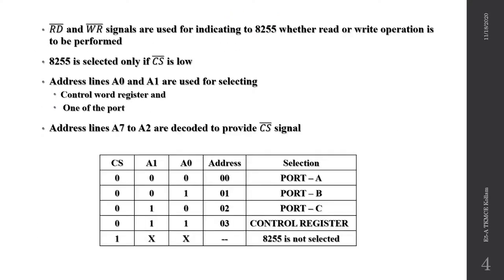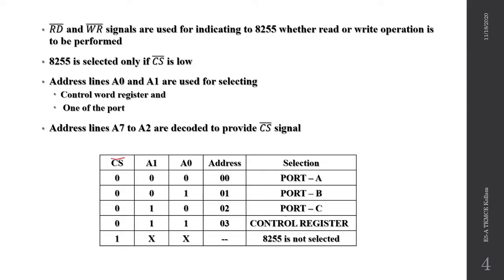It is bidirectional. Then RD bar and WR bar signals are used for indicating to the 8255 whether a read or write operation is to be performed. 8255 is selected only when the CS bar signal is low. Address lines A0 and A1 are used for selecting ports and the control word register. And the remaining address lines, along with the IO/M bar signal, that is usually 1, are used for providing the CS bar signal.